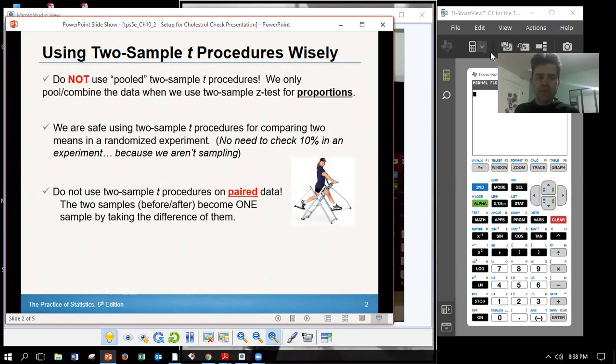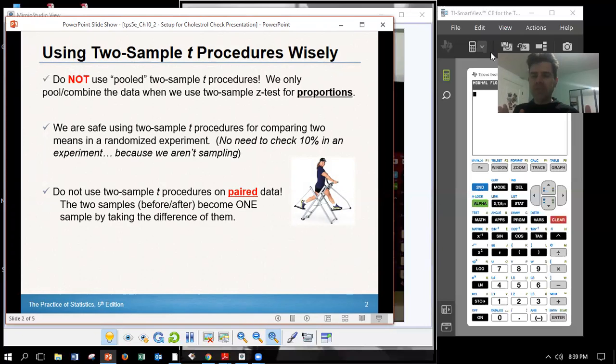We do not use two sample T procedures on paired data. So I think we'll see this in the note packet 10.2 number 7. When do we use it, or is it safe to use on paired data? Remember that paired data was back in chapter 9. And in chapter 9, we didn't really look at two sets of data. We took two pieces of data, we found their difference, and then we did a trial on the mean difference, treating that difference basically as one set of data.